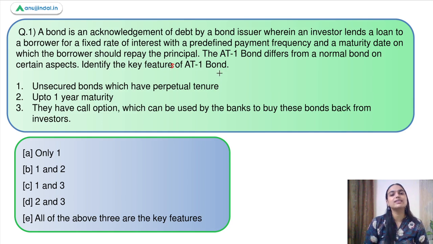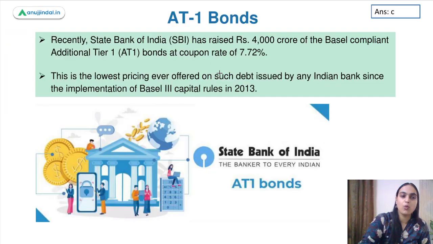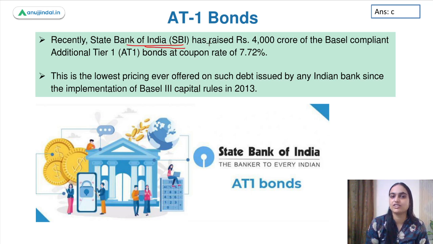Okay, so let's discuss a bit about bonds first, then we'll come to what are AT-1 bonds and then we'll answer this question. So why am I discussing this? Because recently the State Bank of India has raised 4,000 crore worth of amount through the AT-1 bonds at a coupon rate of 7.72%. This bond pricing is the lowest ever issued by any Indian bank since the implementation of the Basel III capital rules in 2013.